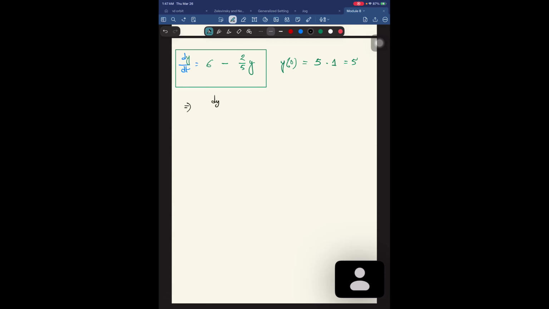So this is dy over (30 minus 2y) times 5 equals dt. If you solve this, it is nothing but y equals 15 minus 10 times an exponential. So you solve it by separation of variable. That's it.